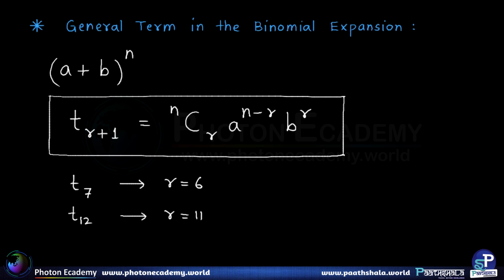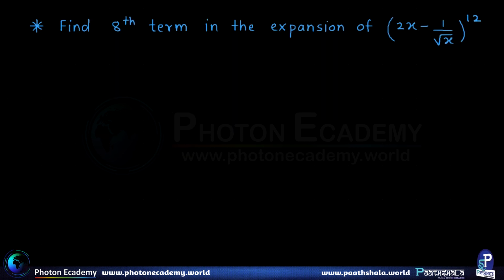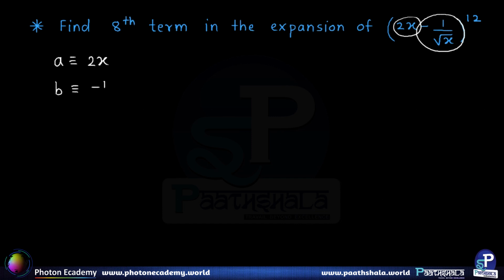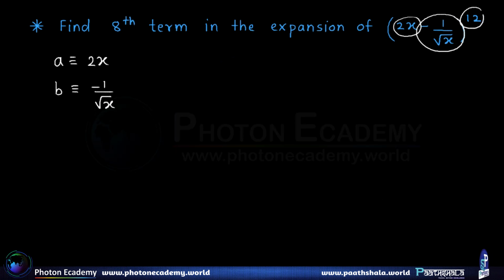Let us practice this with the help of one example. Find 8th term in the expansion of 2x minus 1 upon root x whole raised to 12. Now here in this case 2x is our a, so a corresponds to 2x. Then b is minus 1 upon root x, note that the second term is negative. Then the power of the binomial expansion is 12, which is n, so n corresponds to 12. And we have to find the 8th term. So in case of 8th term, we have to take r as 1 less than 8, that is 7.